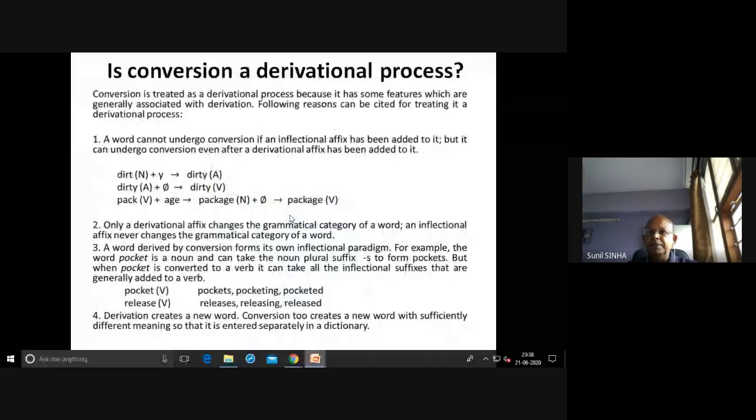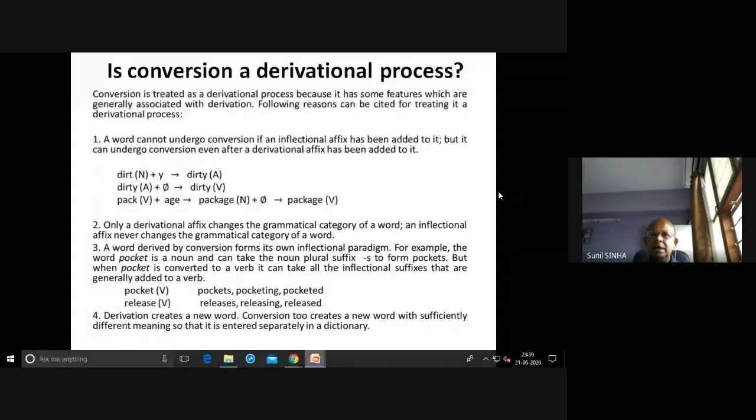That is, if you look up the word pocket in a dictionary, you will find two entries. Pocket, and in brackets they will show it is a noun. Then pocket, another entry, and they will show it is a verb. So that is also a proof that pocket as a noun and pocket as a verb have two different meanings.